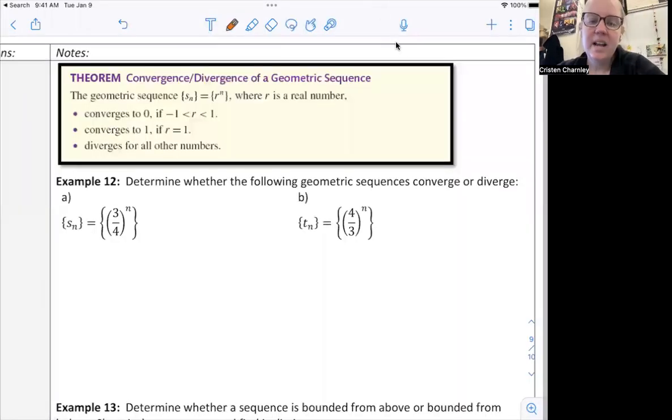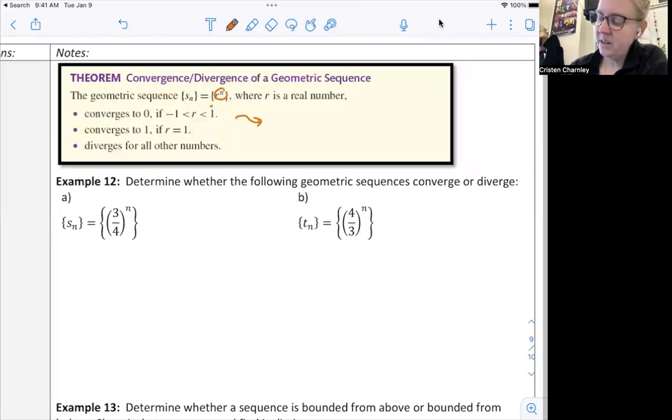All right, so now we are looking at convergence and divergence of a geometric series. This is our sequence, I keep saying series. Geometric series. This is a very specific situation. A geometric sequence is where we have r, which is a real number, raised to an exponent. If that r is between -1 and +1, it will converge to 0. If r is equal to 1, then it converges to 1. Otherwise, it diverges for all other numbers.